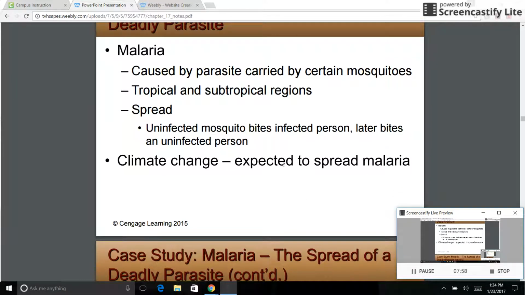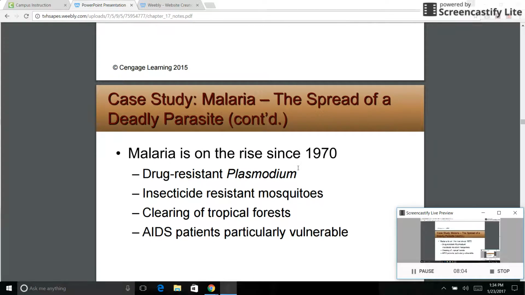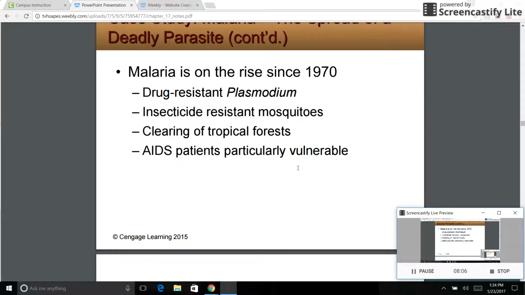There is the potential threat of diseases like malaria spreading further north due to climate change. Malaria is on the rise. Plasmodium is becoming a little more resistant to drugs. The insecticides that we're using, mosquitoes are becoming more resistant. That's why sometimes they'll still use DDT, which is nasty for the environment and potentially for people. But it's that serious of a disease that they will use things like that to protect human life.